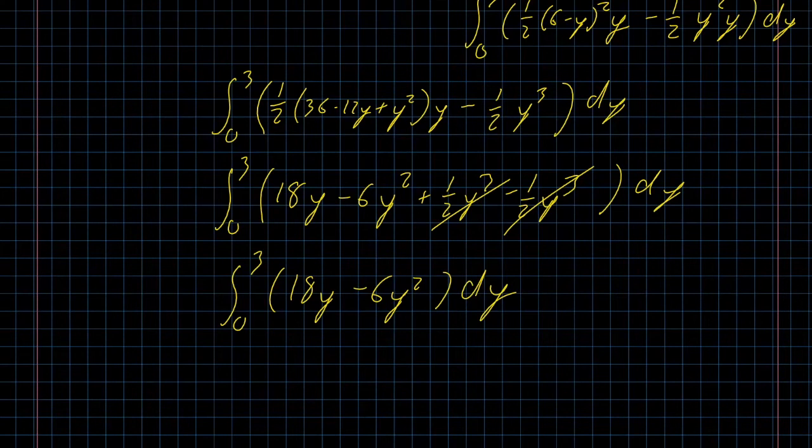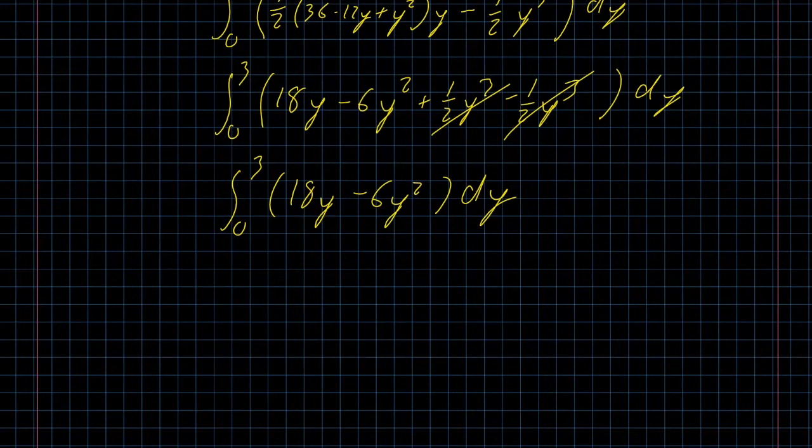The algebra was a little bit messy, but not too bad to get here. Then performing this integration is fairly straightforward. The integral of y is 1/2 y squared, multiplied by 18 gives me 9y squared. The integral of y squared is 1/3 y cubed, multiplied by 6, and that's going to be 2y cubed.